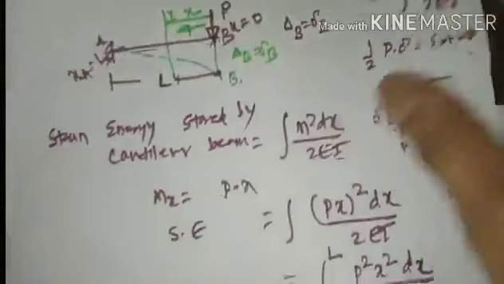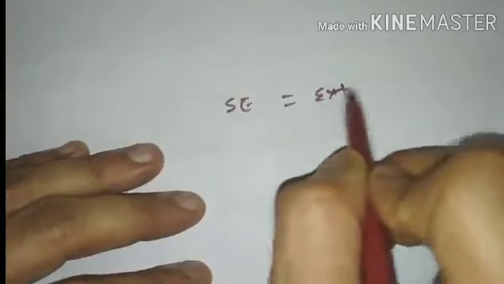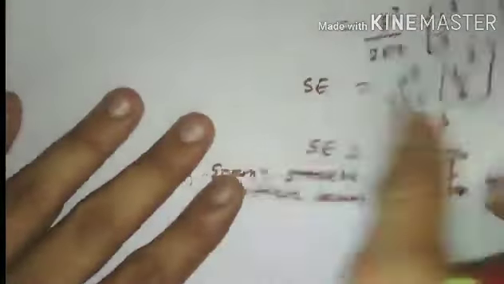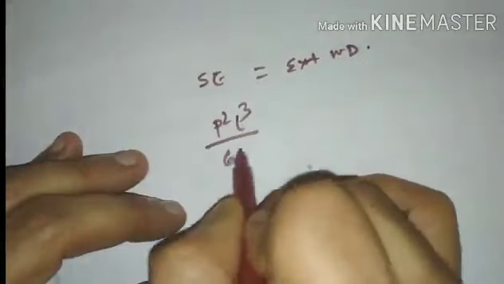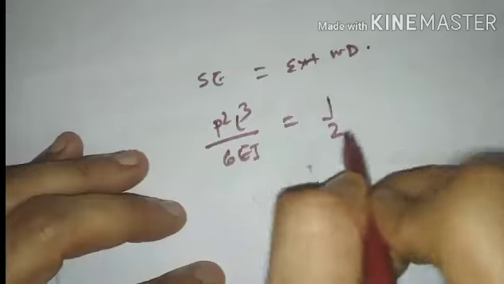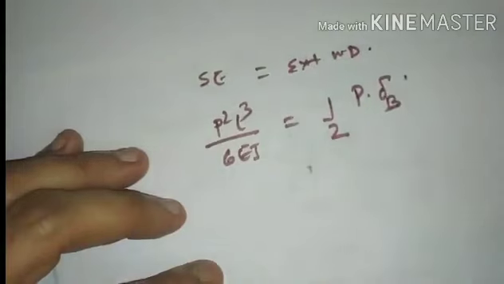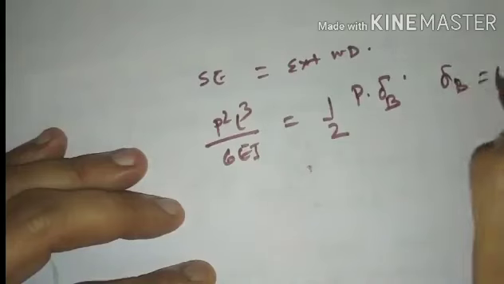Now this strain energy stored shall be equated to the external work done. So strain energy stored will be equal to external work done. The strain energy stored equation we had just now is P square L cube divided by 6EI, on the left hand side, which is equal to half P into delta. And this delta we are going to calculate is called delta B, or capital delta B.